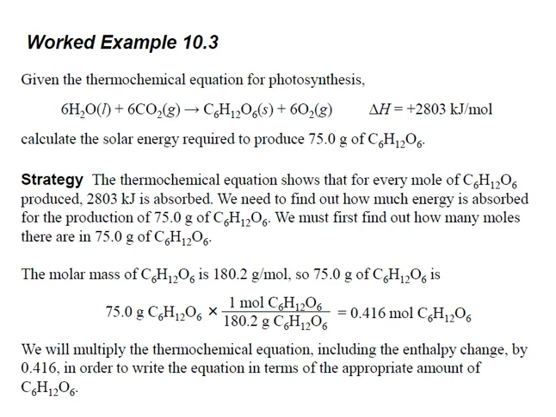If we take 75 grams of that glucose and multiply it by the ratio of the molecular weight, arranged so that the mass in grams cancels, we'll be able to calculate our moles. So 75 divided by 180.2 should be 0.416 moles of glucose. Then we can multiply the thermochemical equation, including the enthalpy change, by this molar amount, which comes from the mass. That will allow us to write the equation in terms of the appropriate amount of glucose.